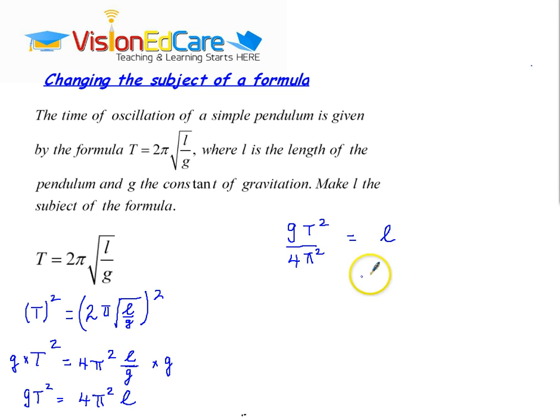So the formula is now rearranged. L equals G T squared over 4 pi squared. You can write it, change sides, L equals G T squared over 4 pi squared. So the formula is now rearranged: L equals G T squared over 4 pi squared.